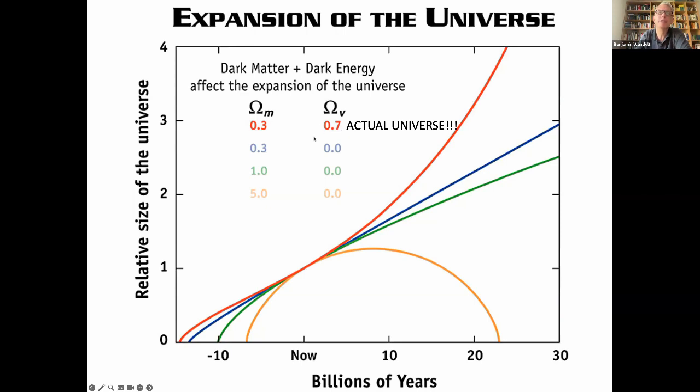70%, 0.7 of that universe is dark energy, and only 0.3. So most of it is in dark energy. And so we suddenly discovered, this is Perlmutter and Riess, Nobel Prize, that our universe is accelerating. And that's a huge, huge question because it just makes no sense whatsoever.